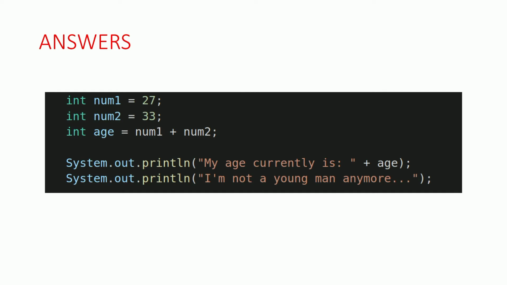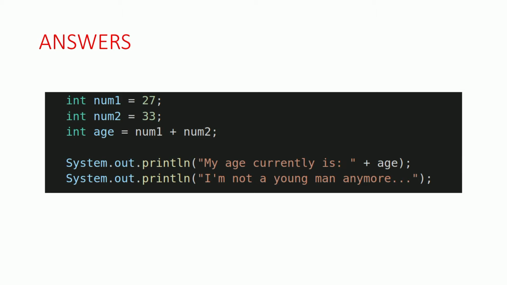In the previous video, I had tasked you with creating a program that would add two numbers together, 27 and 33, and store that in an age variable, and then you would make a print that would say my age currently is, give that age, and then say I'm not a young man anymore, because you'd be 60 at that point, so I suppose that wouldn't be considered young in today's society. Anyways, there's a few different ways to do it. As always, in Java or many languages, you can write programs in many different ways, but this is just one way that I did it.